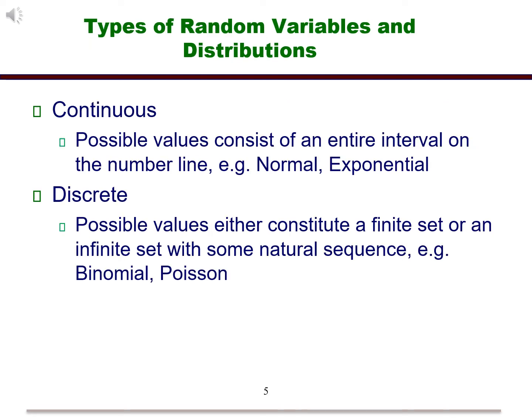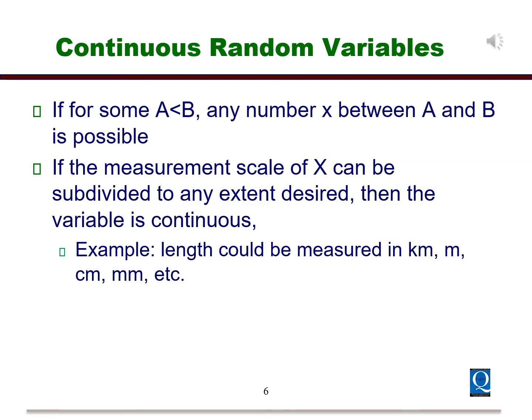A discrete random variable has a distribution specified by a probability mass function, or PMF. This can be used to get the probability that the random variable x takes on some value little x. These probabilities must be greater than or equal to 0, and the sum of the probabilities for all x must be 1. A random variable is considered continuous if for some a less than b, any number x between a and b is possible. If the measurement scale of x can be subdivided to any extent desired, then the variable is continuous. Some examples of this are given on the slide.